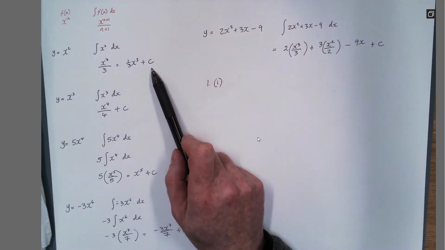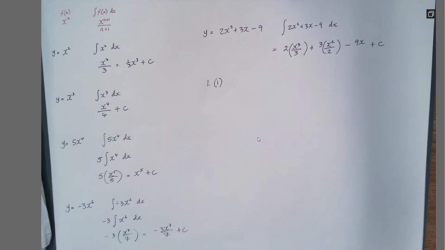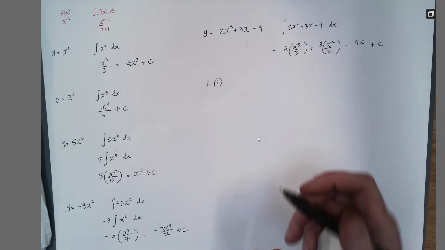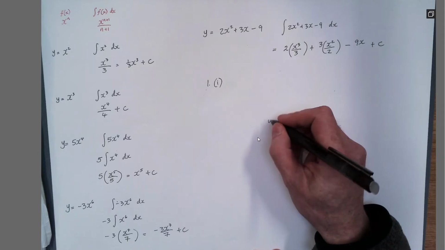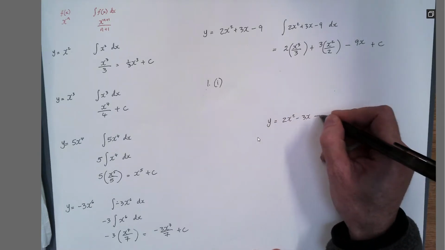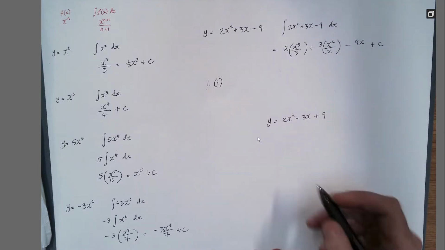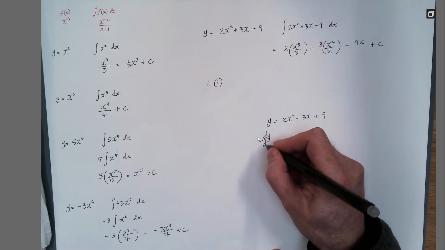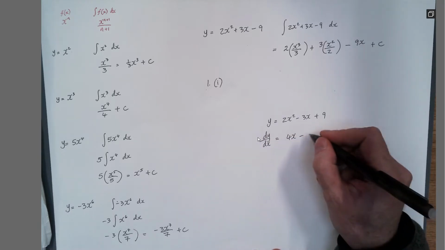C can represent any number. Now let me show you differentiation. Say we start with differentiation of y equals 2x squared minus 3x plus 9. Okay? Now when we differentiate, dy dx equals 4x minus 3.